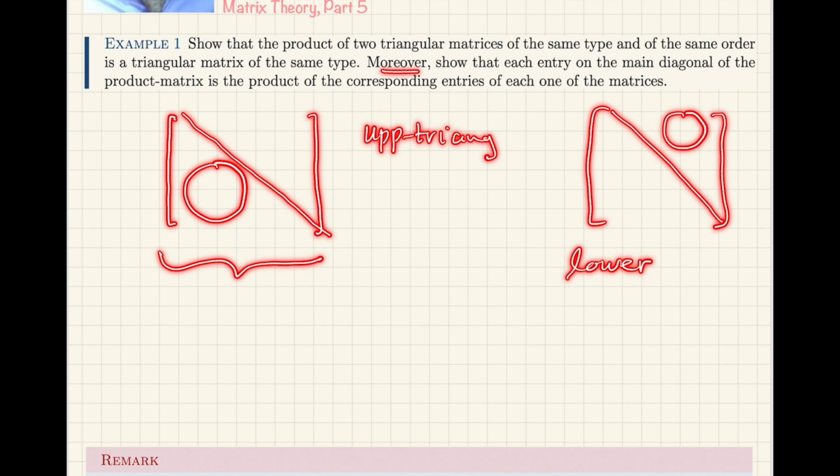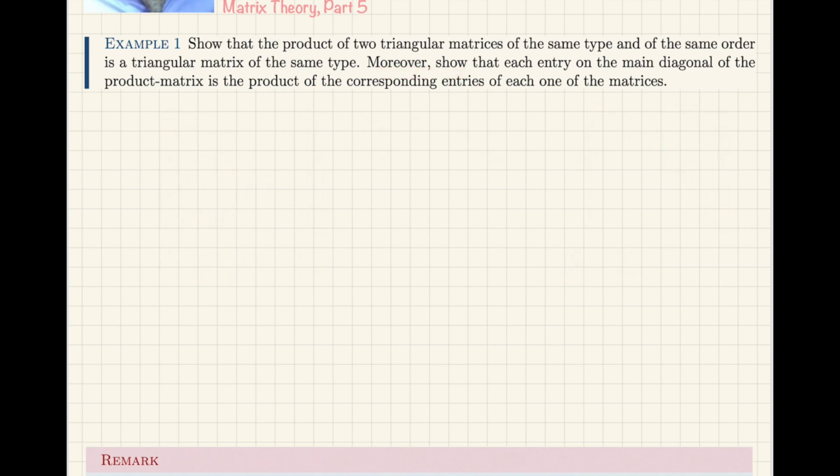And then this moreover is also interesting. Moreover, show that each entry on the main diagonal of the product matrix is the product of the corresponding entries of each one of them. Of course I want to prove it in the general case, but let us just work with 2 by 2 matrices to refresh your memory a little bit. I would write with a different color, so this is not my solution. Let us concentrate on upper triangular matrices.